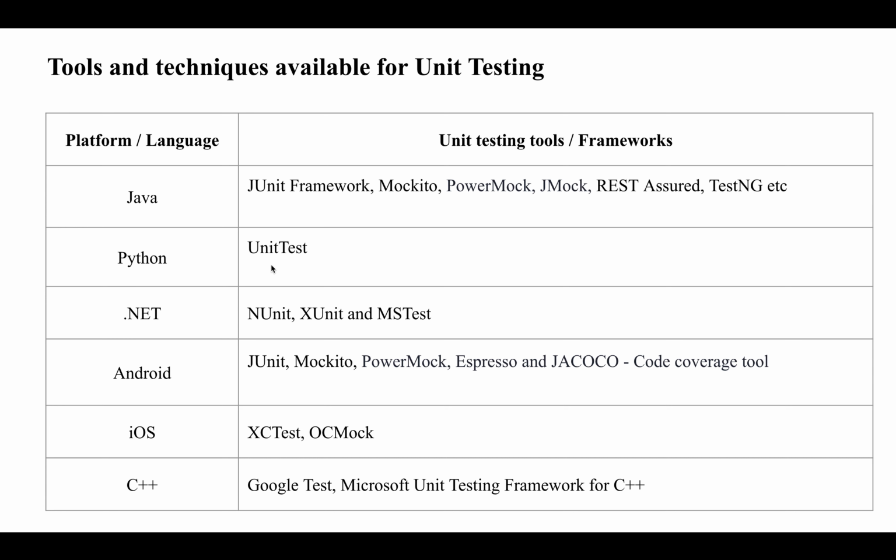For Java and Android, there is the JaCoCo framework, which gives you the code coverage of your entire code and the unit tests that you have written. So these are a few tools. In upcoming tutorials, we are going to learn JUnit, Mockito, and PowerMock. We will also have some tutorials based on Espresso, and we will also see how to get code coverage by using the JaCoCo framework.